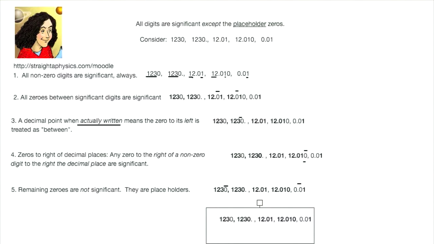Chances are what people would ask you is, how many significant figures are in each of these quantities? In 1,230 there are 3. In 1,230 with the decimal point, there are 4. In 12.01, there are 4. In 12.010, there are 5. And in 0.01, there's 1.